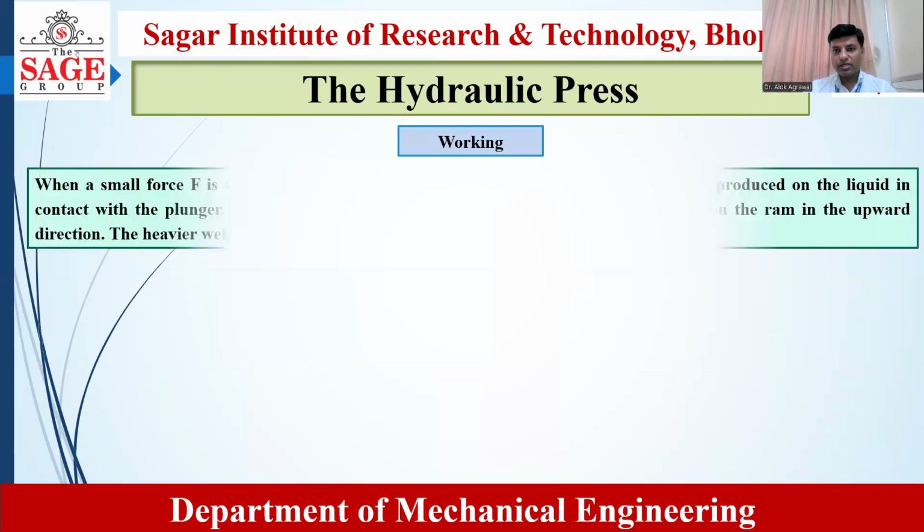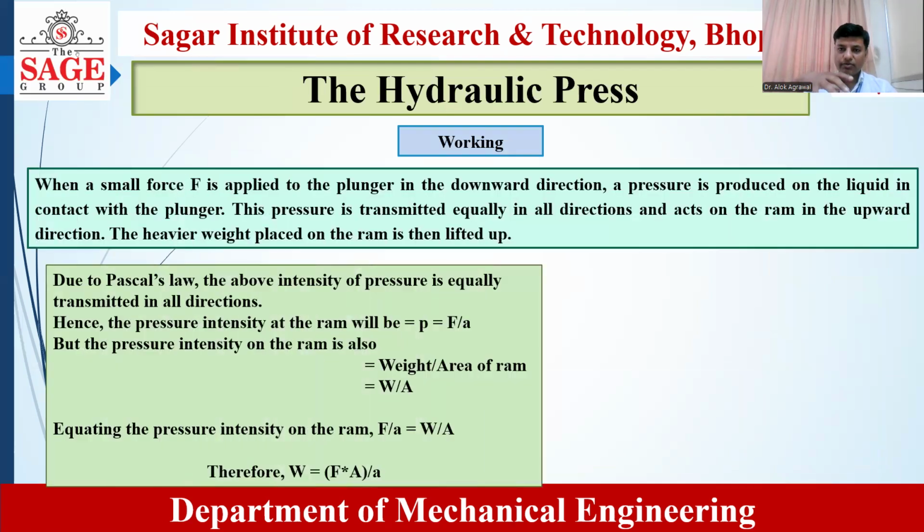But again, if we see the ram closely, pressure is again force upon area. So in the ram, what is there? We have kept a weight W and the area of the ram is capital A. So here the pressure is also given by W by A. So in the ram we have two pressures. One pressure is because of the weight W which is placed over the ram, and another pressure is because of the force which is applied on the plunger.